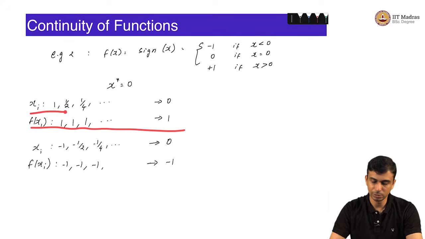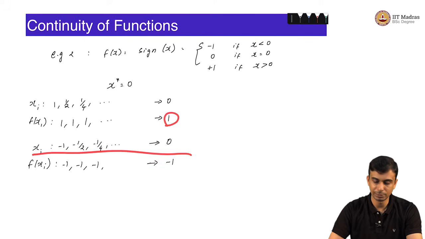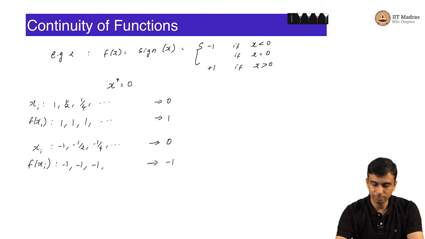So, we have one sequence converging to 0, but f of that sequence does not converge to 0, and similarly you have another sequence converging to 0 and f of that sequence converging to minus 1. Right. So, in fact this is not the property of just defining f of 0 equal to 0.